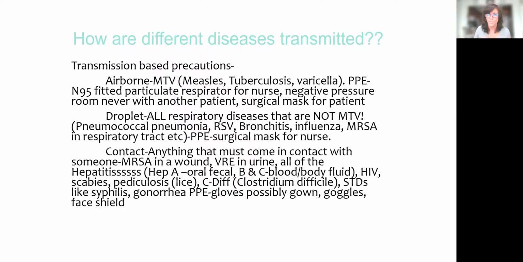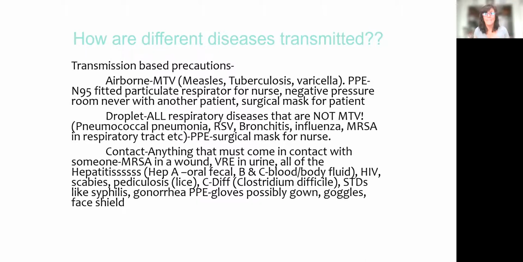Droplets are macro droplets as opposed to the micro ones with airborne. In other words, they're bigger and you have to laugh or cough or sneeze, or when you're talking, maybe you're spitting a little bit. And within a 3 to 6 foot area around you, those people would be susceptible, all right? And PPE would be a surgical mask. That's it. A one size fits all is all you need. You don't need a gown. You don't need a NASA suit, okay?